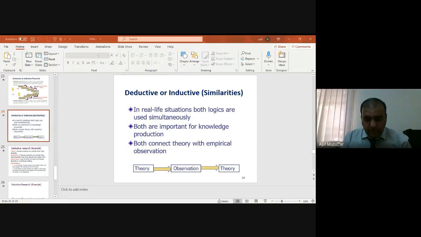And my H2 is: culture significantly affects e-learning. There are two hypotheses which I can derive, which I need to check from my research. The first one is social media significantly affects e-learning. Now, significantly affects means it can be a positive effect or it can be a negative effect.